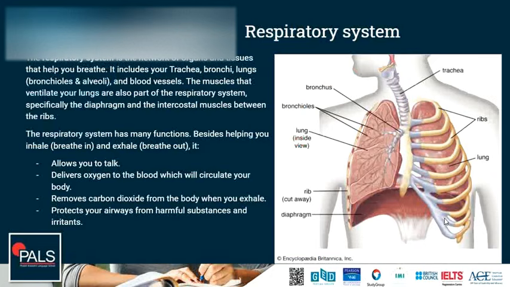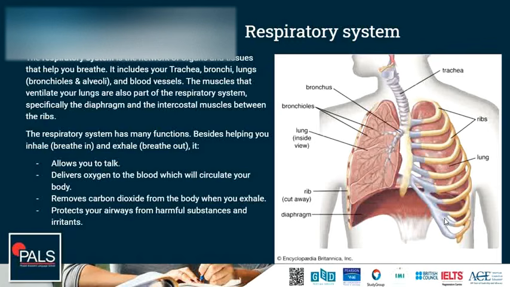The respiratory system is a network of organs and tissues that help you breathe. It includes your trachea, your bronchi, your lungs, which are made of the bronchioles and alveoli, and blood vessels surrounding the alveoli. The muscles that ventilate your lungs are also part of the respiratory system, specifically the diaphragm and the intercostal muscles between your ribs.